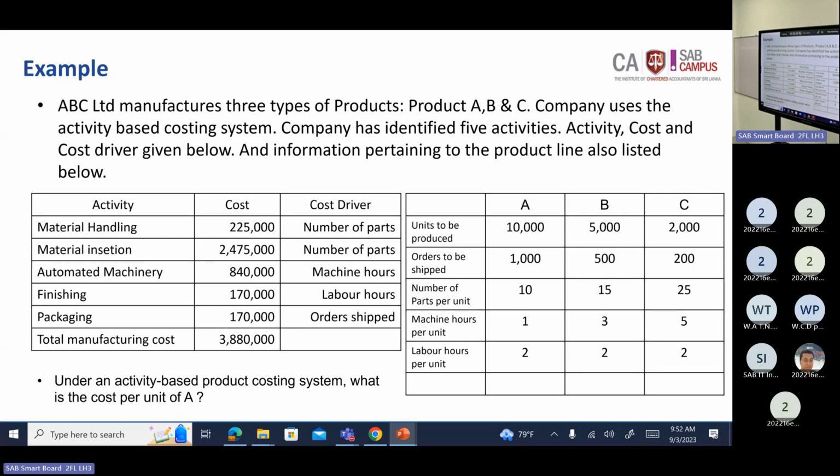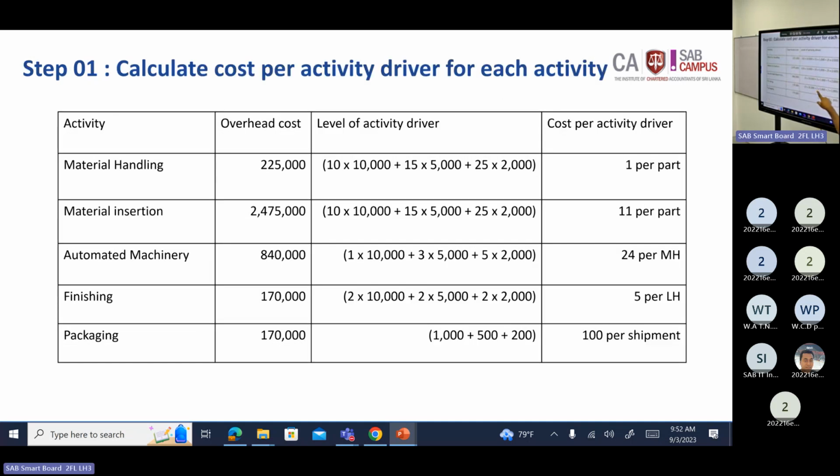The number of parts directly දීලා නැහැ. Number of parts per unit 10 into 10,000 plus 15 into 5,000 plus 25 into 2,000. Right? Per unit part ගාන දීලා, දෙන number of units ගාන දෙනවා. So that is how to determine the level of activity drivers. පළවෙනි එකේ තියෙන්නේ number of parts 10 into 10,000, 15 into 5,000, 25 into 2,000. So ඒක එකතු කරාම එනවා 225,000 parts. The cost is 225 divided by 225,000, 1 rupee per part.